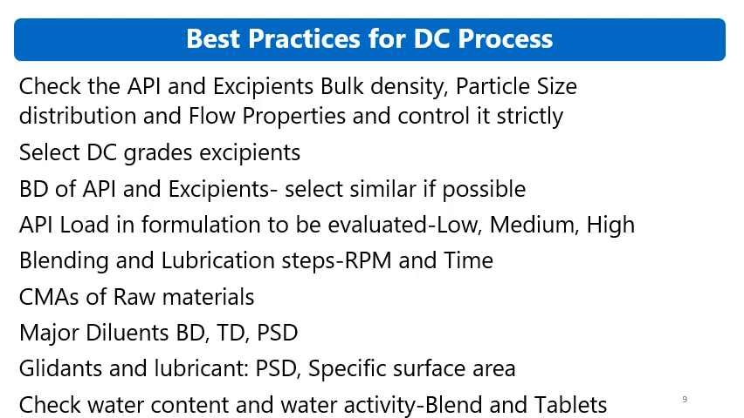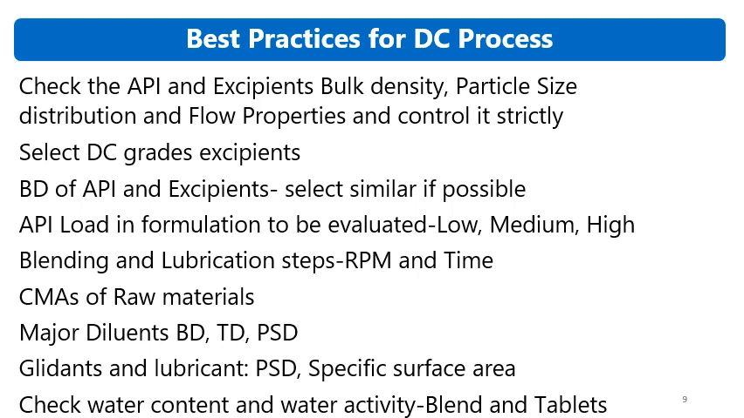Also consider the BD, flow properties and particle size distribution of the major excipient, like the diluent. If you are working with microcrystalline cellulose and it makes up 80 to 85% of the formulation, then you have to control the microcrystalline cellulose CMAs very strictly. Then the blending and lubrication steps are required to be optimized and studied in detail with blend uniformity samples. So RPM and time of mixing should be optimized.